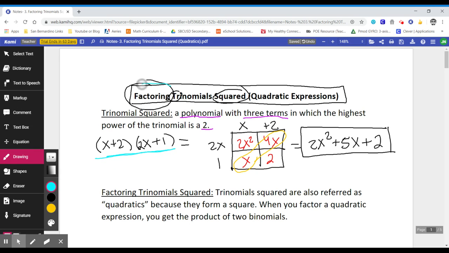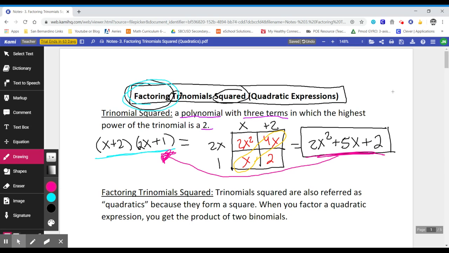This time we are factoring, which means that we're actually going to be going the other way around. We're going to be starting with this expression right here, and we're going to try to figure out, okay, what do I do to get this and break it apart into its original form? Meaning, what times what gave me that? How can I break that up? So that is what we're going to be talking about today.